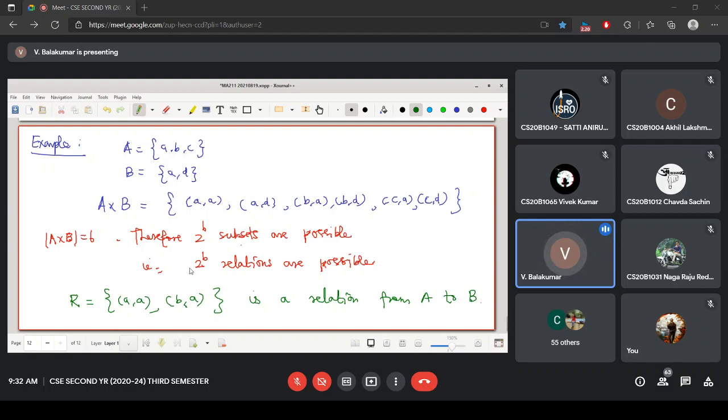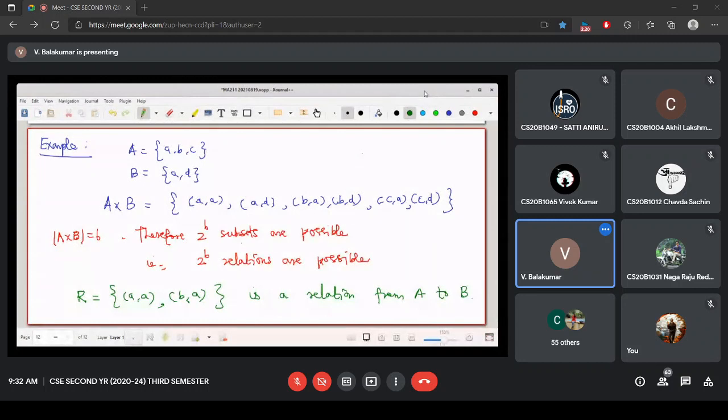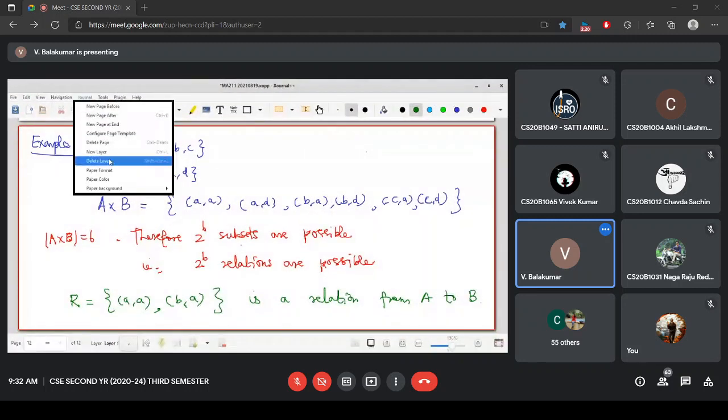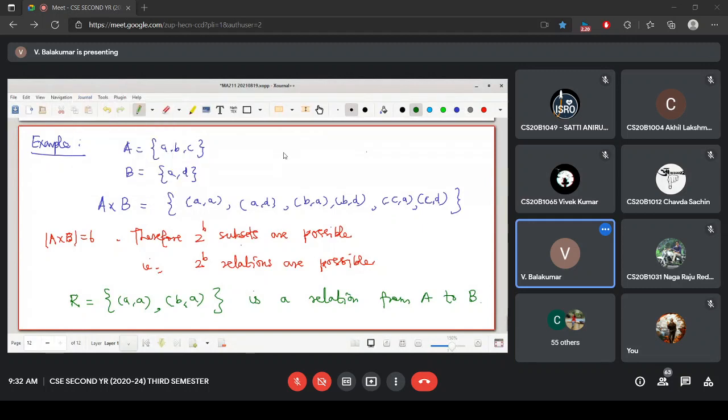Similarly, we can write many relations. I just need a subset. That's all I need. Subset meaning I have to collect one or two elements, or all the elements, from A cross B. Are you following this? Can you give me some other subset?